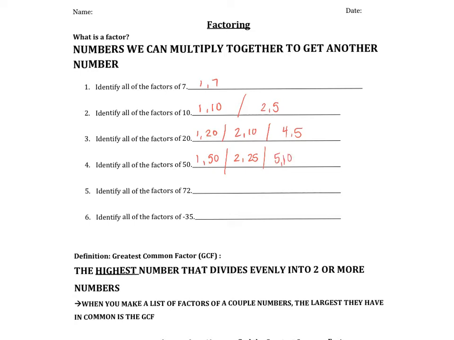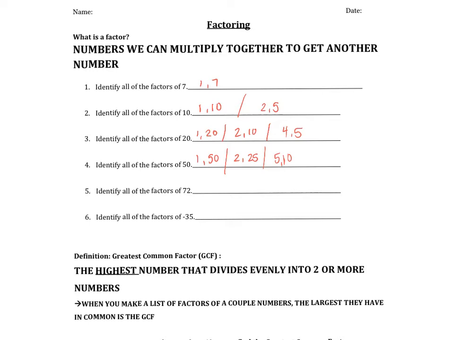And then you could keep going until you get to 10. Does 6 fit into 50 evenly? No. 7? No. 8? No. 9? No. 10? Of course. Now we're going to go on to 72. There are a lot of factors here, so we have to pay attention a little bit.